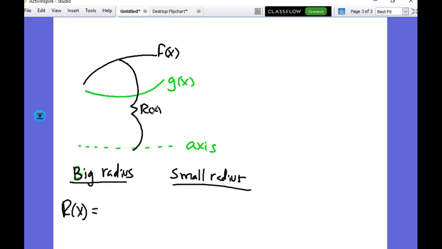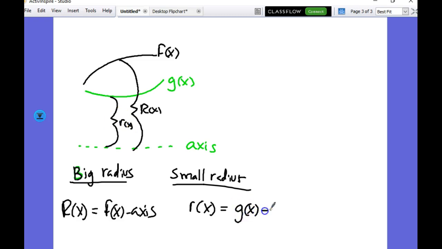Okay? So that would be f of x minus the axis, right? Or like we talked about yesterday, if the axis is above it, it would be axis minus the function. The little radius is going to be the distance from your curve on the bottom, the one that's closer to the axis. That's our little radius. So I'm calling that g of x.